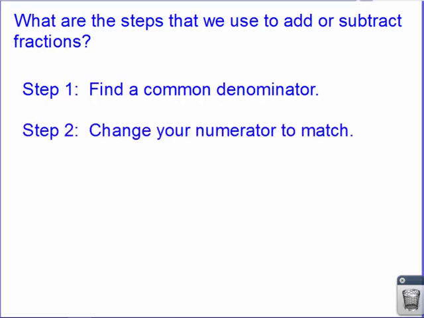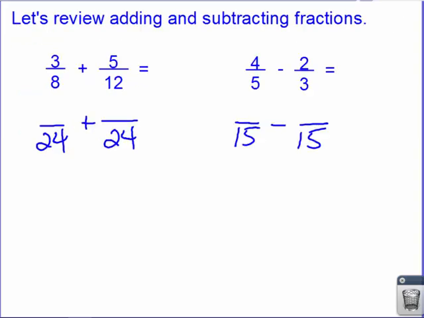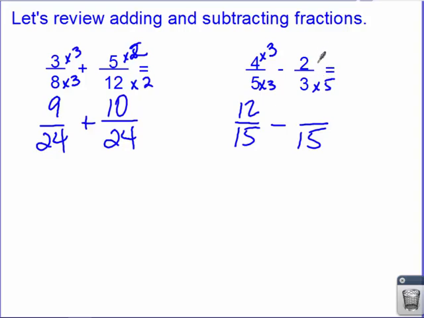The second step is change your numerator to match. Whatever I did to the bottom number, I've got to do the same thing to the top number when I changed it. So what did I do to this 8 to turn it to a 24? I multiplied by 3. So I do the same thing to the top number and get 9. What did I do to the 12? I multiplied it by 2 to turn it to a 24. So I need to multiply the 5 by 2 to get 10. Over here we multiplied this 5 by 3 to turn it to a 15. So I multiply the 4 by 3 and get 12. This 3 I multiplied by 5. So I multiply the 2 by 5 to get 10.